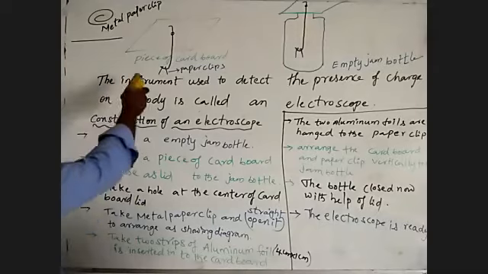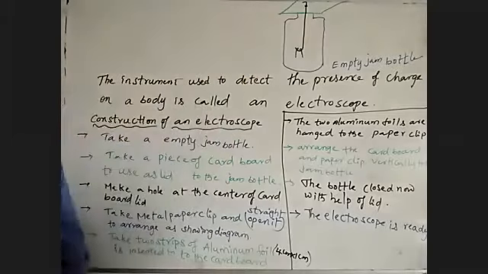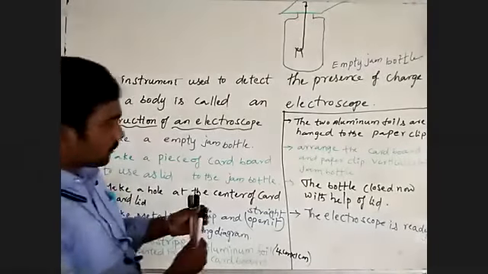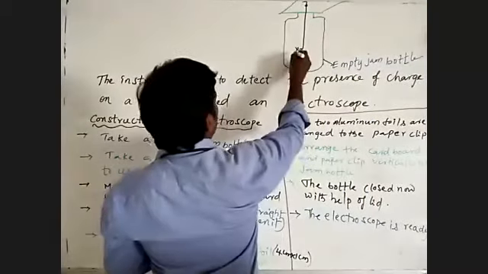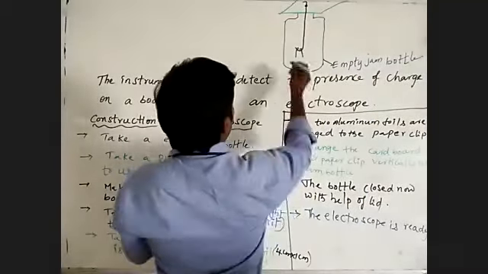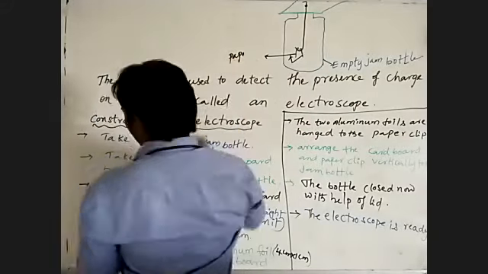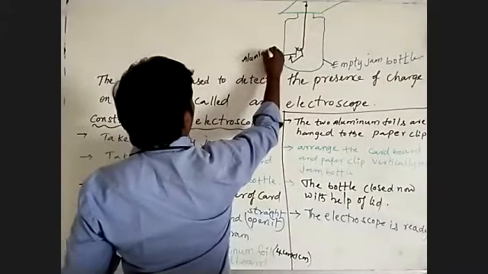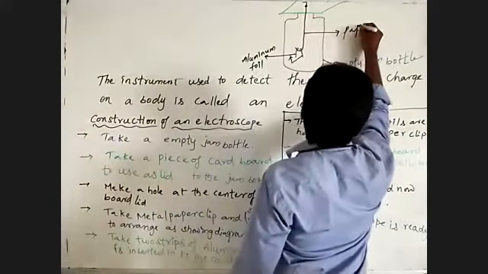So these two drawings are given to you just to understand. That is the only one drawing for your examination pattern. Understand? That is the empty jam bottle. And these are, sorry, aluminum foil. What are those? Aluminum foil. And this is a paper clip.